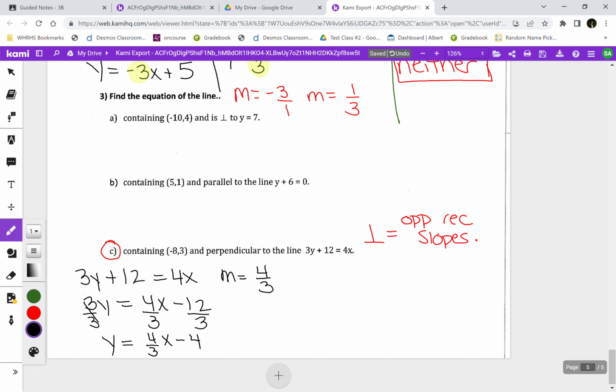The slope of this line is 4/3. So what is the slope of the perpendicular line? Bridget? Negative 3/4. So now we know the new line.